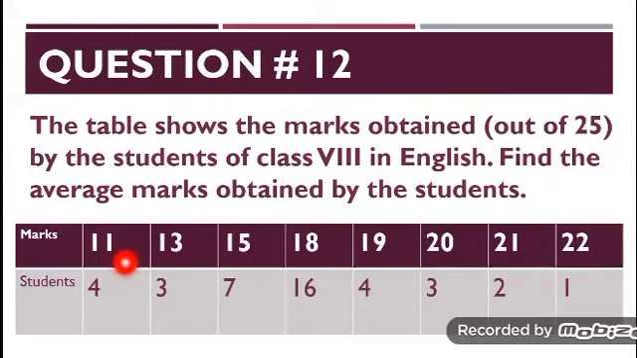4 students obtained 11 marks out of 25. 3 students obtained 13 marks. 7 students obtained 15 marks. 16 students obtained 18 marks. 4 students obtained 19 marks. 3 students obtained 20 marks. 2 students obtained 21 marks and 1 student obtained 22 marks. So these are the marks of the students and we have to find out the average marks.